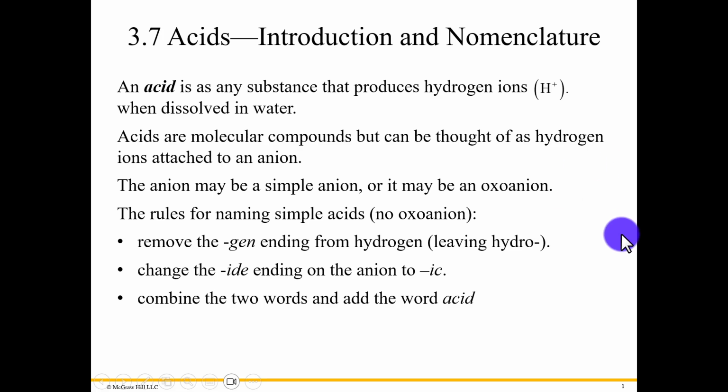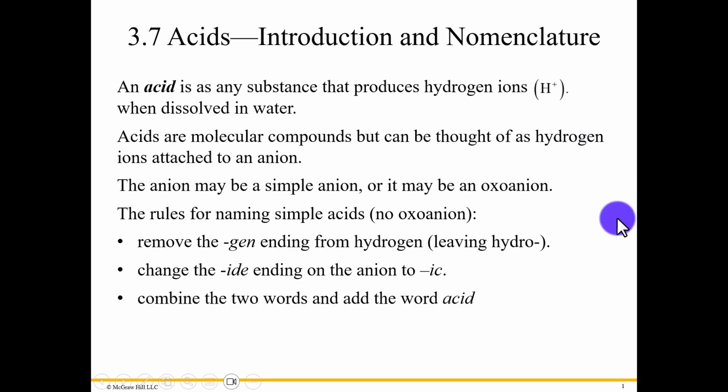For the last bit of Chapter 3, we're going to introduce acids and talk a little bit about their nomenclature. An acid, so this is going to be the definition that we're going to use, is any compound that will produce hydrogen ions if it is placed in water. This is a hydrogen ion, H+.